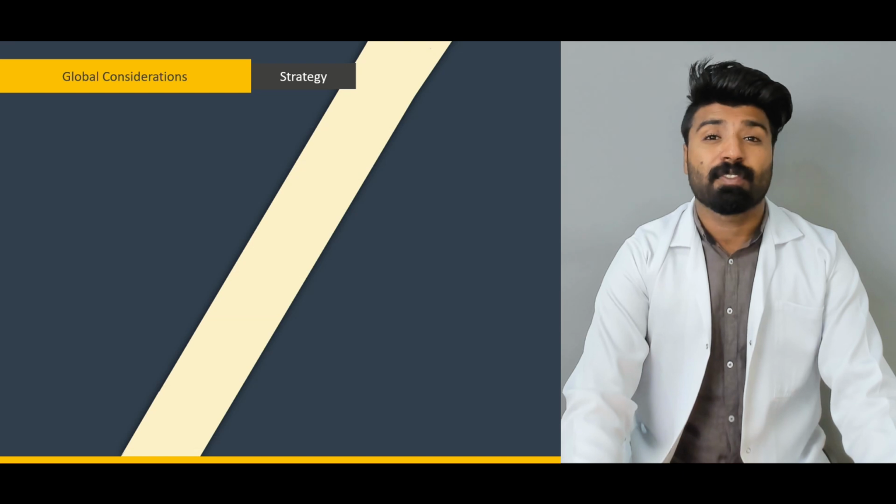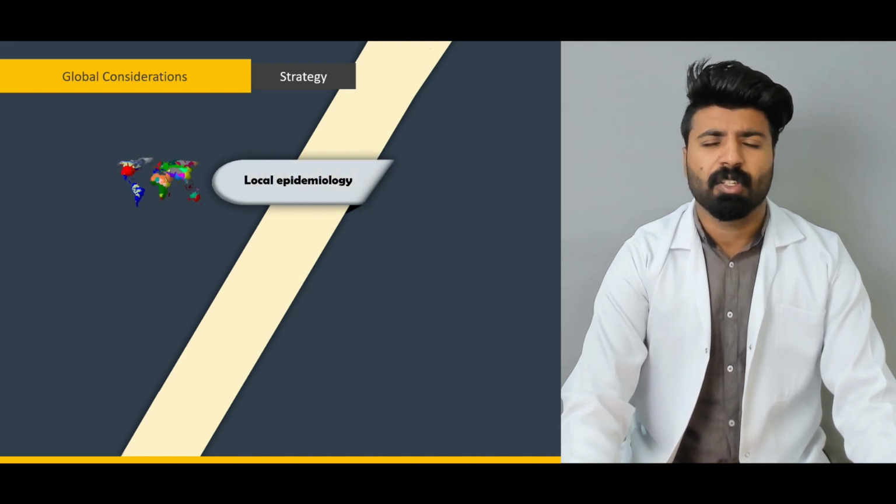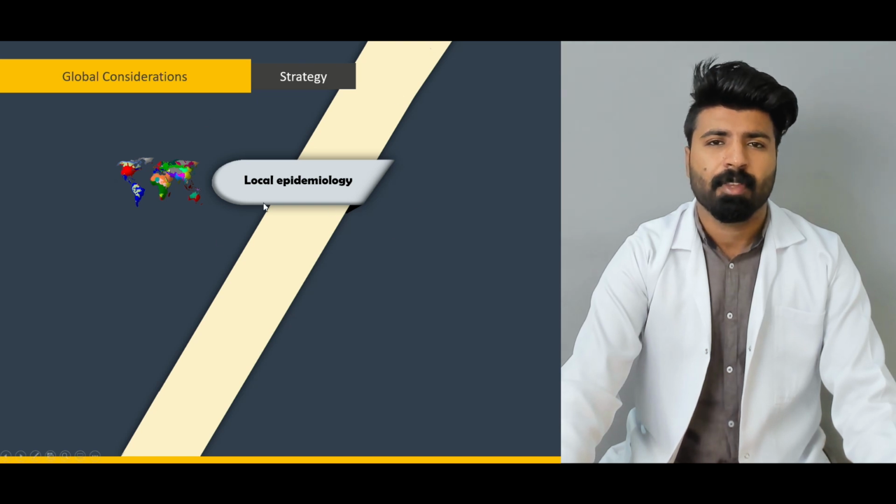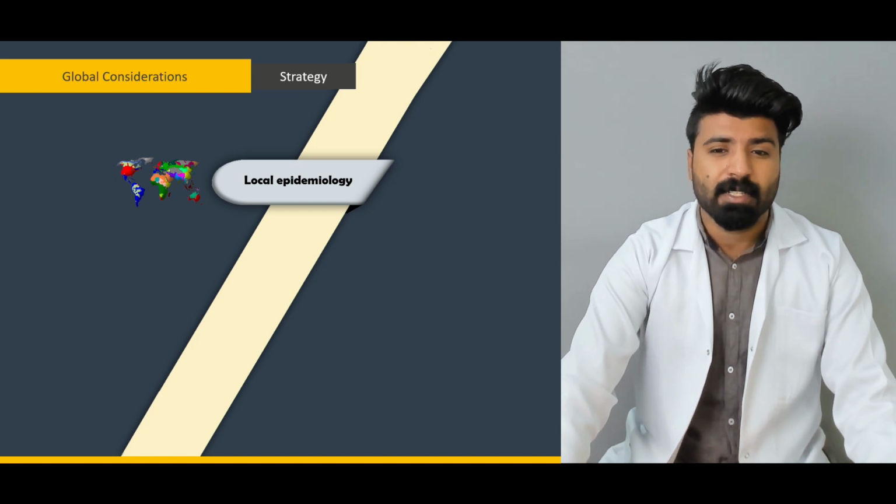Next on, we have strategy. So, what's the strategy? We have to know what the local epidemiology of the disease is. Local epidemiology means what's the local occurrence of that disease? What's the cause of that disease? What's causing that disease? We have to know what the basic factors are that are promoting that disease.